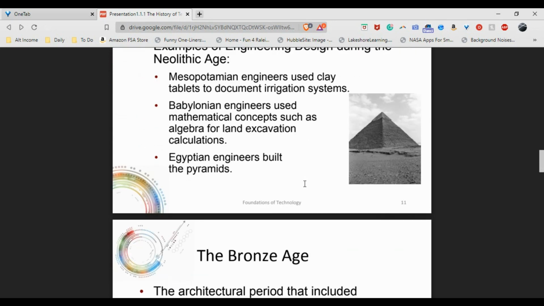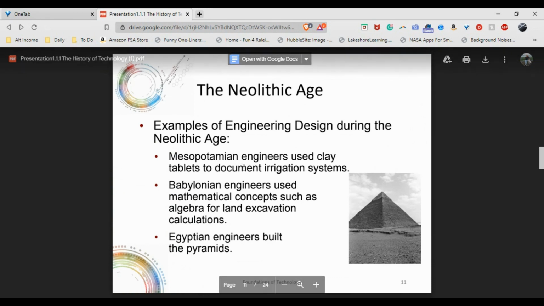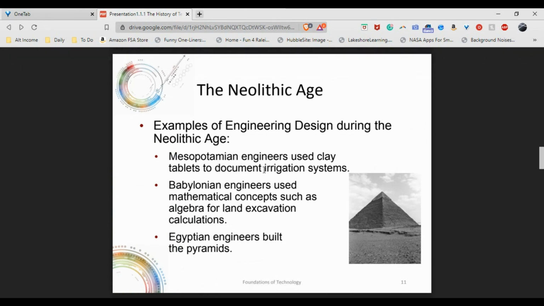Mesopotamian engineers used clay tablets to document irrigation systems. So we're talking about writing and history, record keeping. Babylonian engineers used mathematical concepts such as algebra for land excavation calculations. Algebra is not something that somebody just sat down and invented. I used to teach math, and I'd hear this all the time: Mr. Andrews, who invented math? Lots of people. Because math is, in its own way, depending on your viewpoint, a technology. It's something that also evolved. Algebra didn't just pop up one day. It was something that people experimented with the idea of and created.